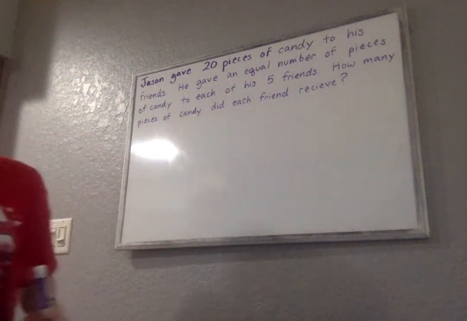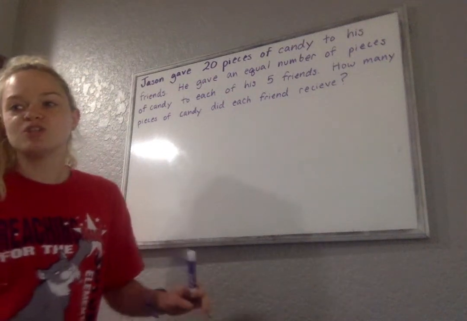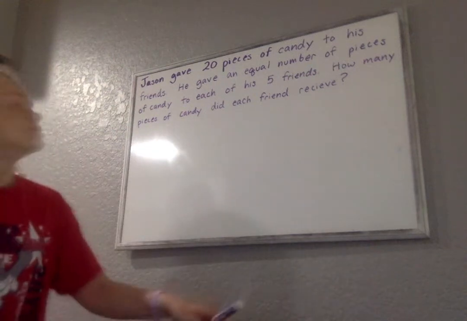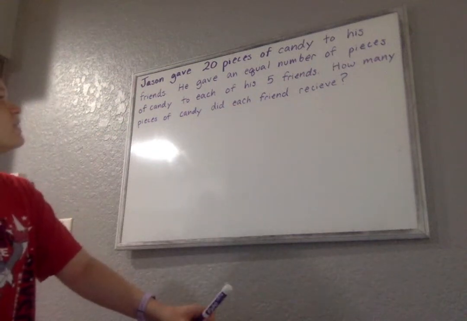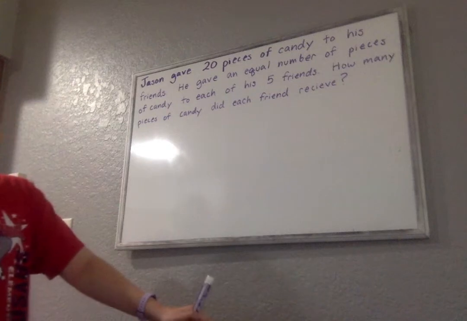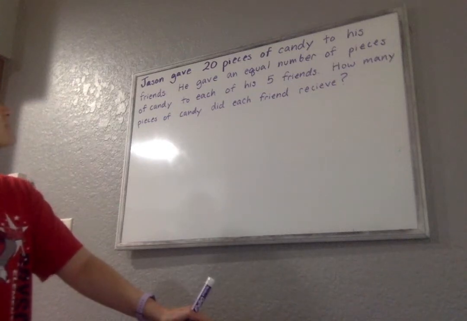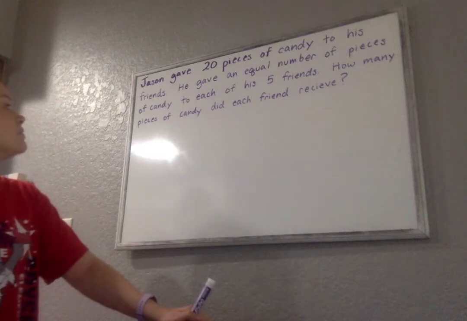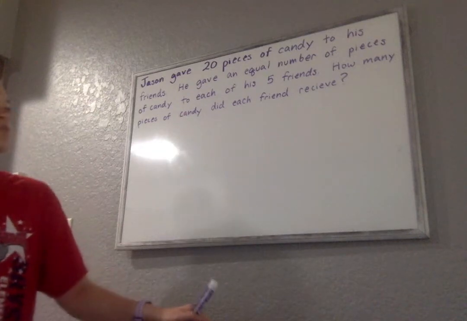All right, so we're going to go on and read this question, and then we're going to work through it together, okay? So Jason gave 20 pieces of candy to his friends. He gave an equal number of pieces of candy to each of his 5 friends. So how many pieces of candy did each friend receive?